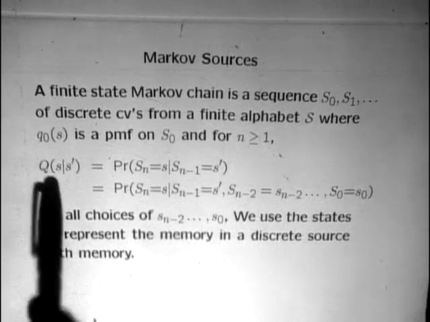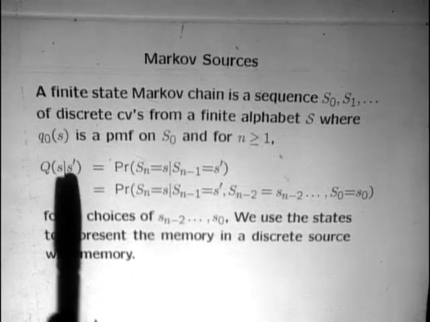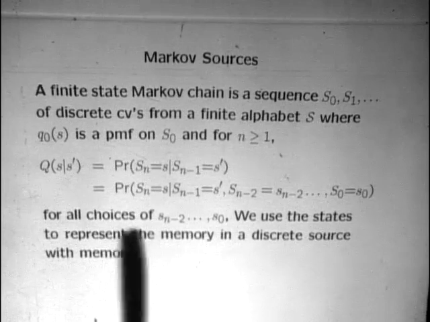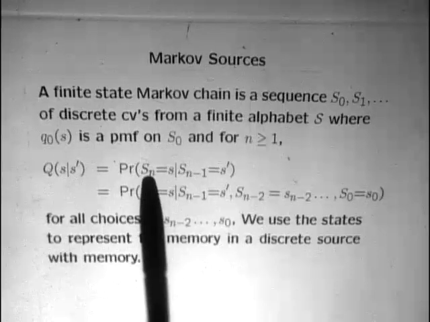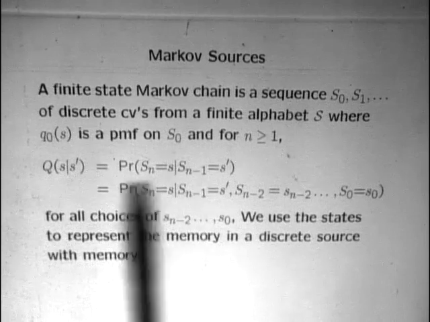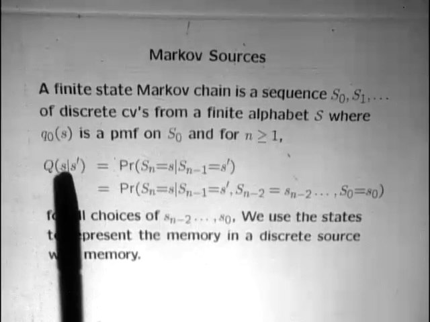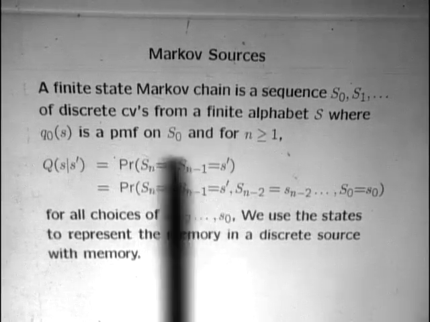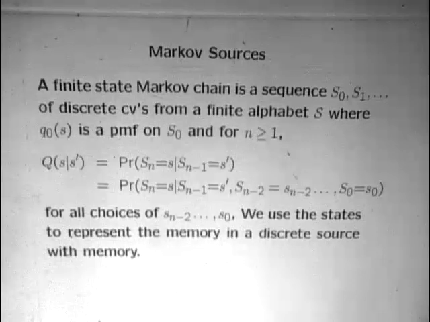You can think of this as a matrix. It has values for every s in the state space and for every s prime in the state space, which represents the probability that the state at time n is equal to this state s, and the state at time n minus 1 is equal to this state s prime. Okay, so this tells you what the probabilities are of going from one state to another. The important thing here is that this single-step transition incorporates all of the statistical knowledge.